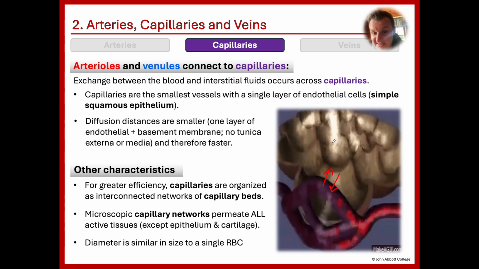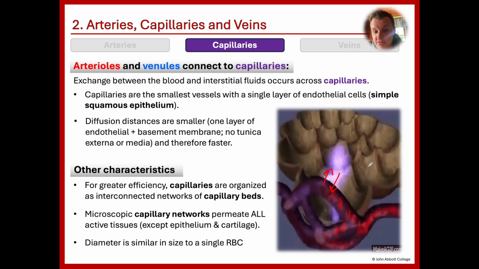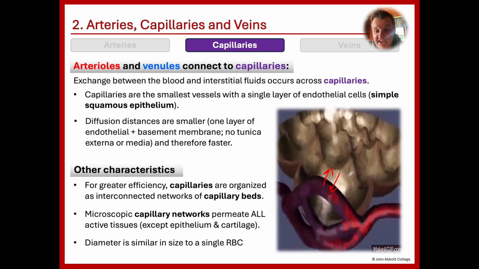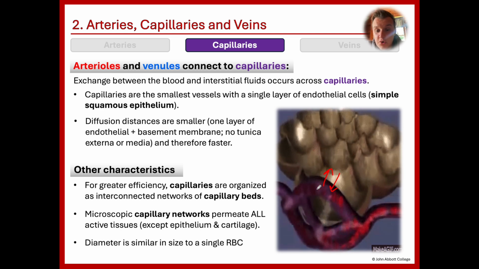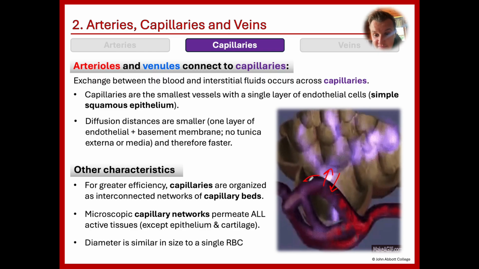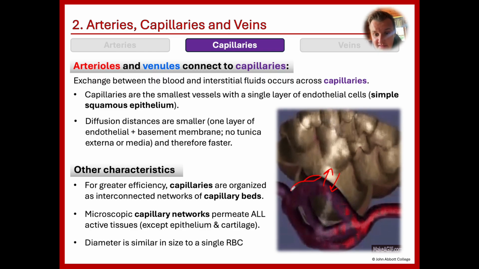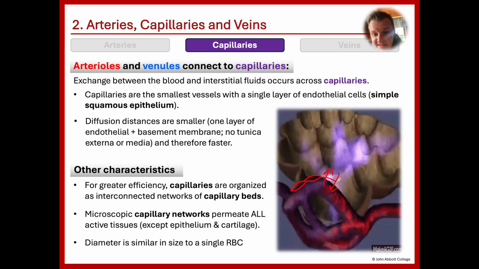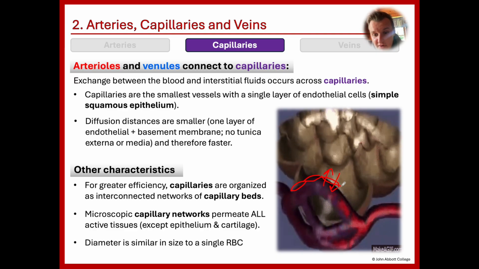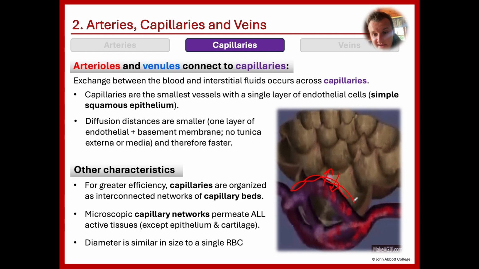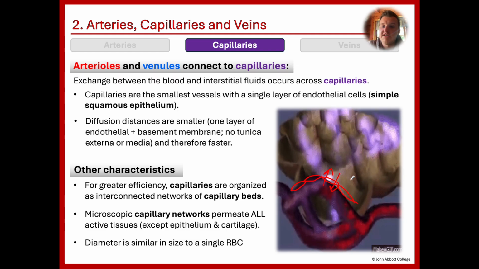Let's say, do you see these cells over here? These are tissues, and this is the blood. We want exchange between these, right? So we actually just want this very thin layer of simple squamous epithelium, right? Do you see this nice simple squamous layer, so that we easily have exchange between the two?